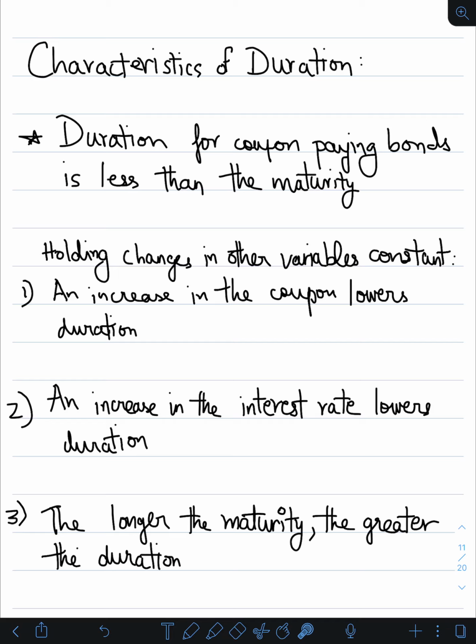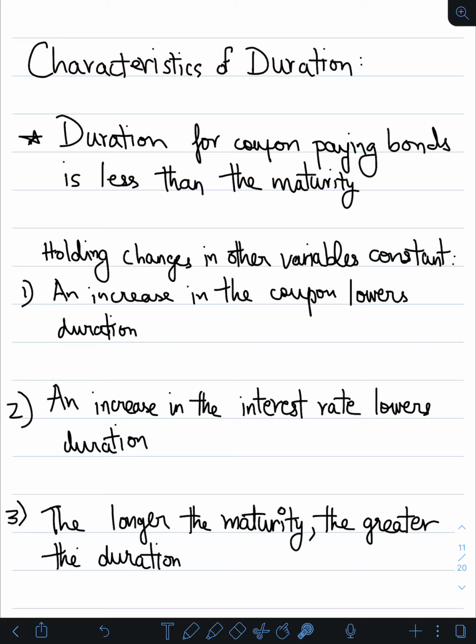Now, some other factors to consider, just like when we presented options and so on, we had some characteristics about how some variable changes could result in values changing. Similarly, for duration, if we hold other variables constant and just change the coupon value, an increase in the coupon lowers the duration. So the higher the coupon percentage, the lower the duration will be. As the coupon increases, the value of the earlier cash flows increases relative to the present value of the terminal cash flow, so that causes the duration to drop.